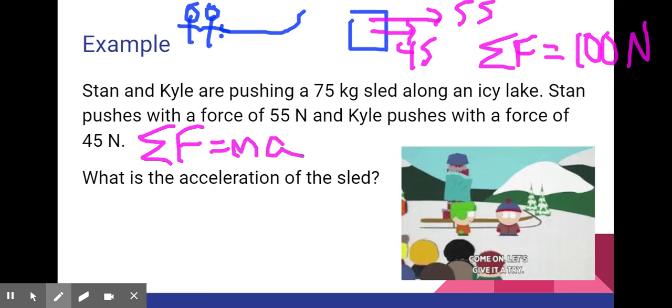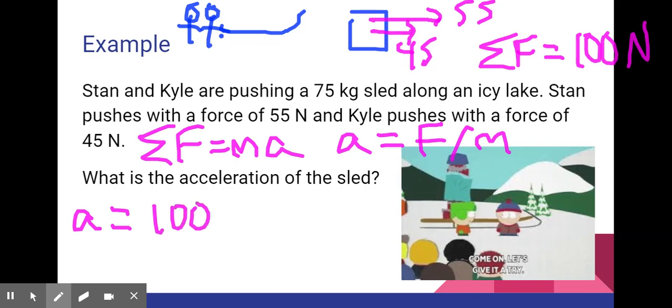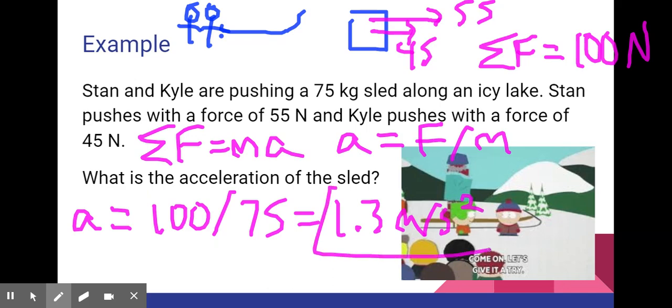So remember, our net force is the mass times the acceleration. Solving for acceleration, we get force divided by mass. So acceleration is equal to 100 divided by 75, which is equal to 1.3 meters per second squared. So your answer is 1.3 meters per second squared.